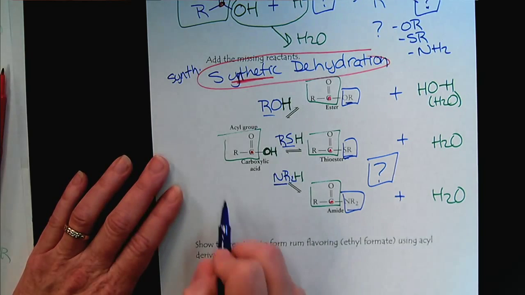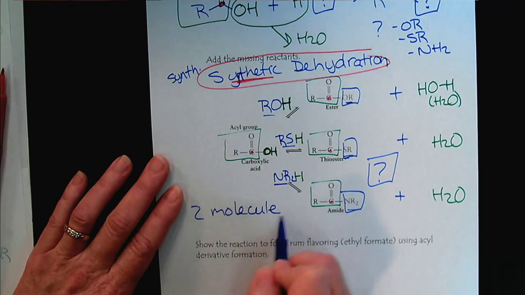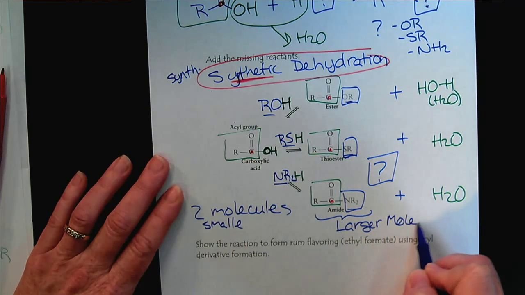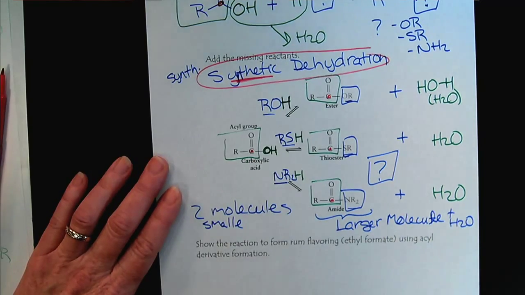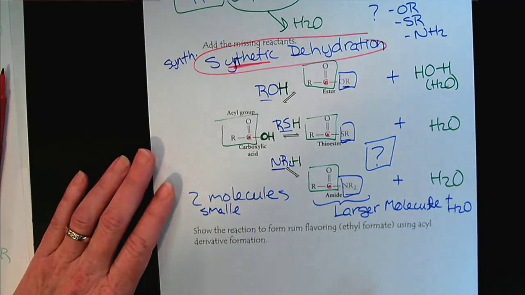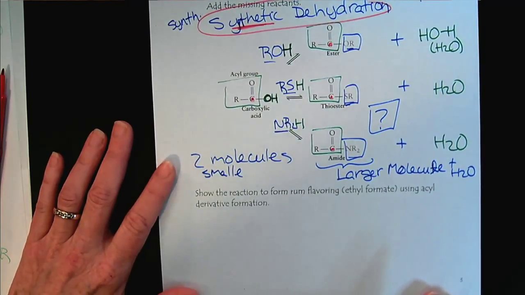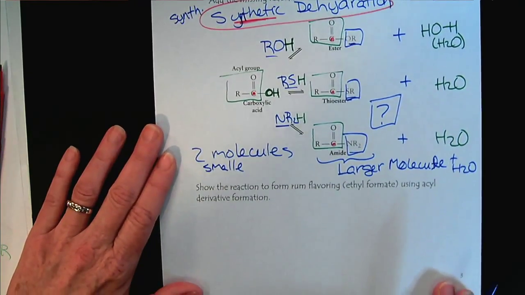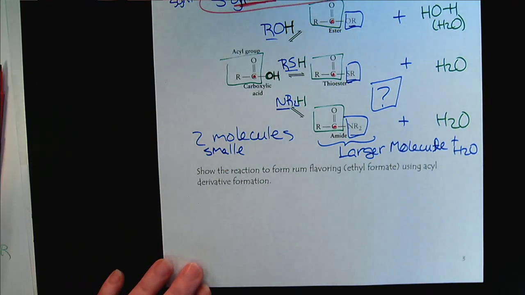All right, because we're going from two molecules that are smaller to a larger molecule, plus water. Okay, so as chemists, we refer to it as an acyl derivative formation, and when you get to your bio classes, it'll be called synthetic dehydration. Alrighty, so let's practice a synthetic dehydration reaction here, acyl derivative formation.